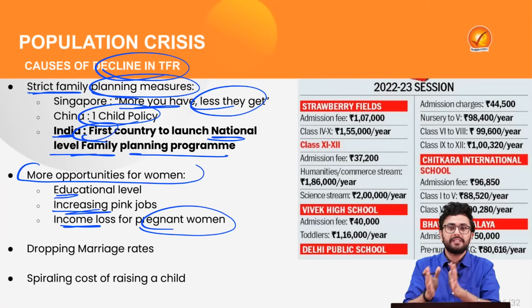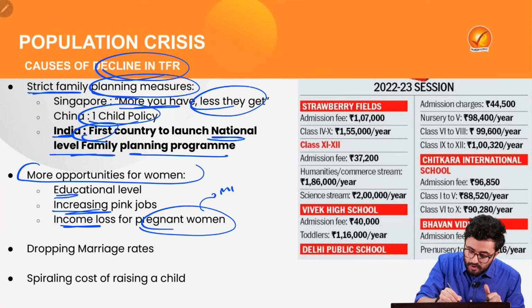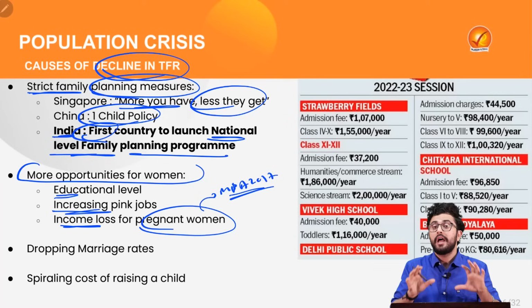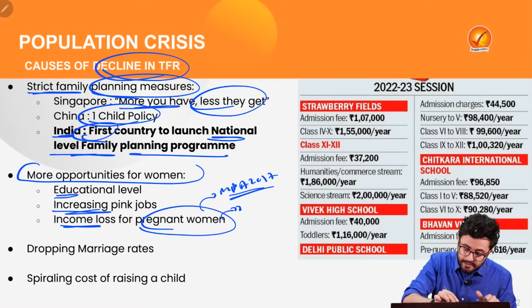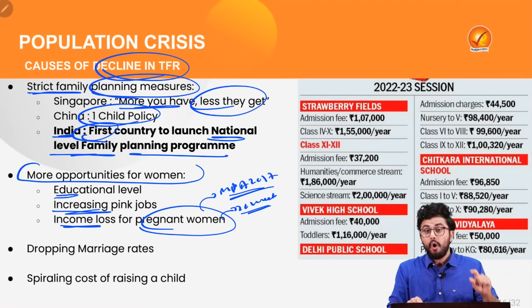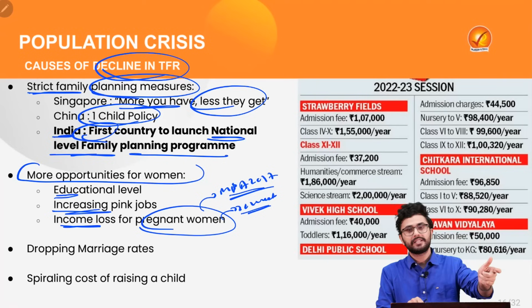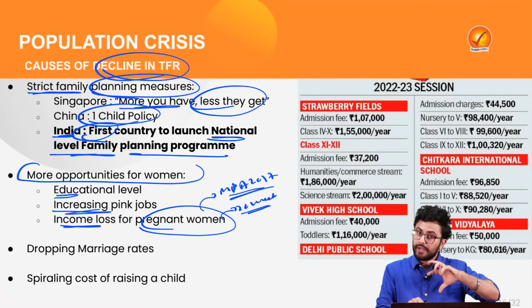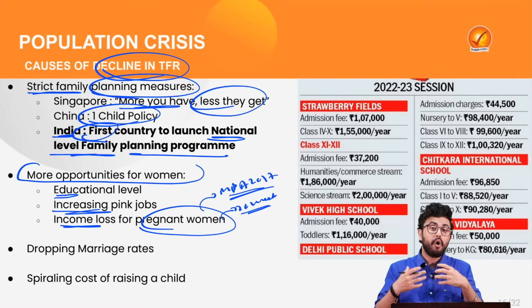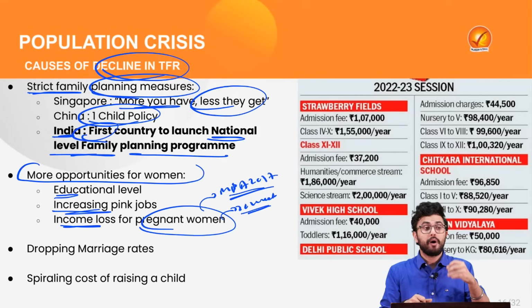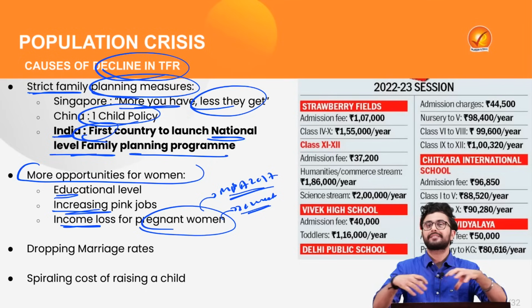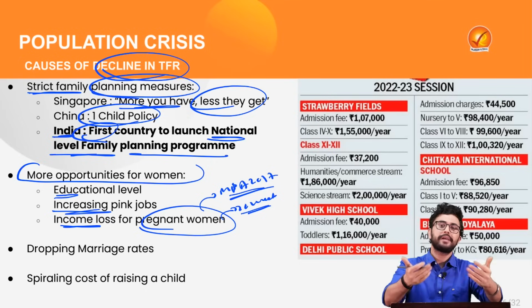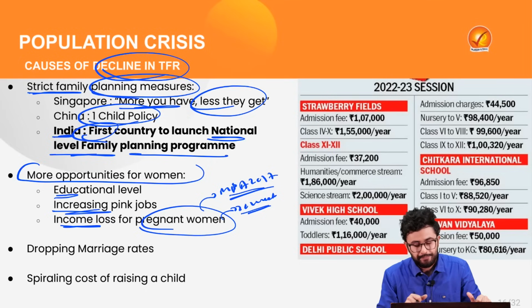To prevent such measures in our country, the government has launched the Maternity Benefit Act of 2017, under which 26 weeks of paid leave is provided for women. Also keep in mind that there is another aspect to it. As the education level of women is increasing, they are also becoming more aware of contraceptive measures. And now there is more acceptance of such measures even penetrating into rural India.